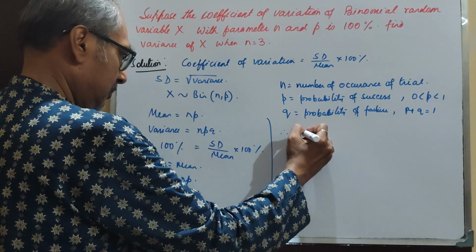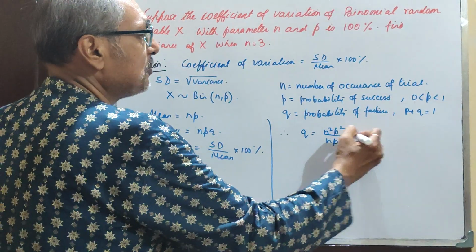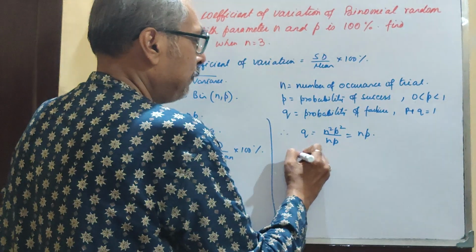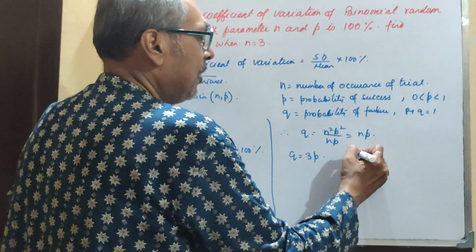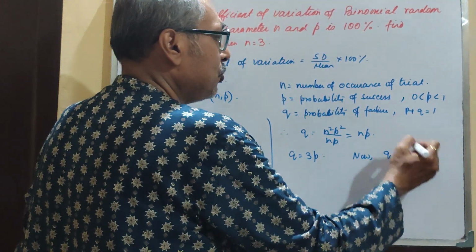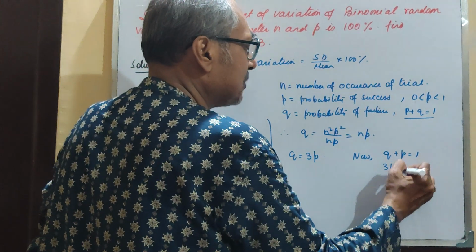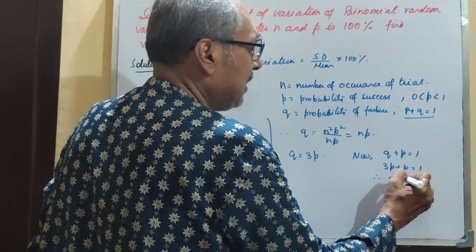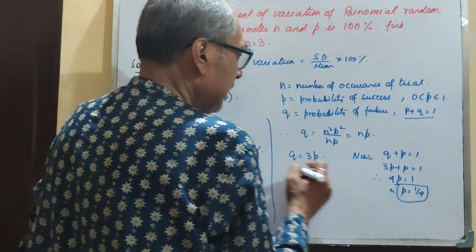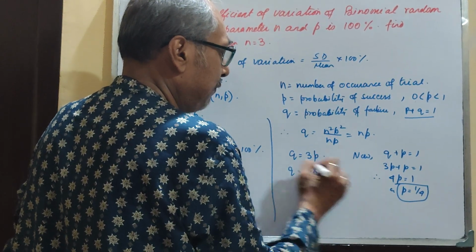Therefore, q equals n square p square by np. This becomes np. Now, n is given as 3. Therefore, q equals 3p. Now, q plus p equals 1. This is the condition. In place of q, I am writing 3p plus p equals 1. Therefore, 4p equals 1, or p equals 1 by 4. Therefore, q equals 3 into 1 by 4, which is 3 by 4.